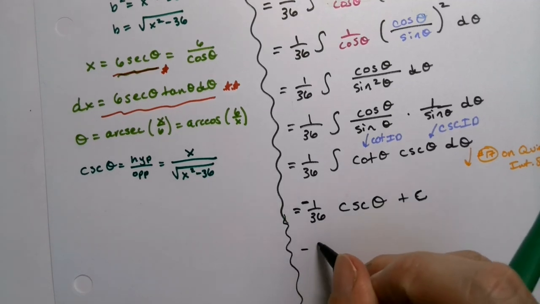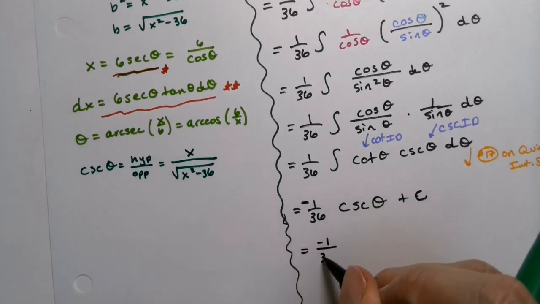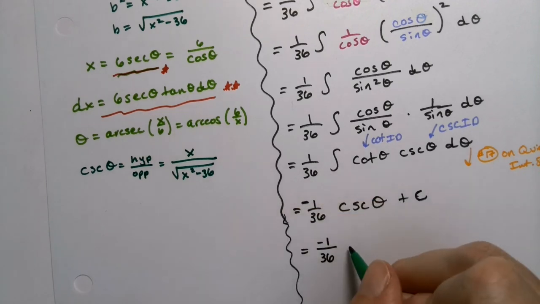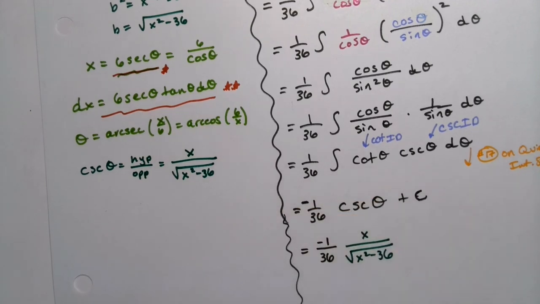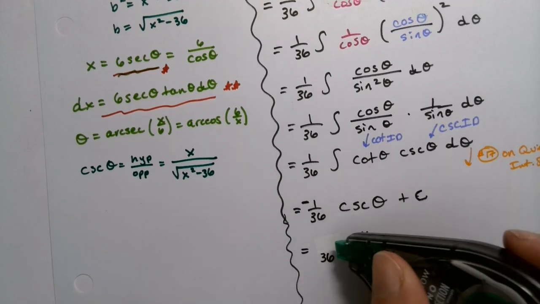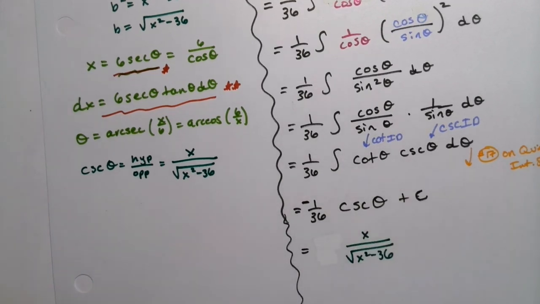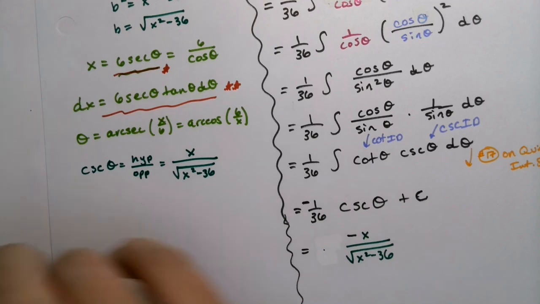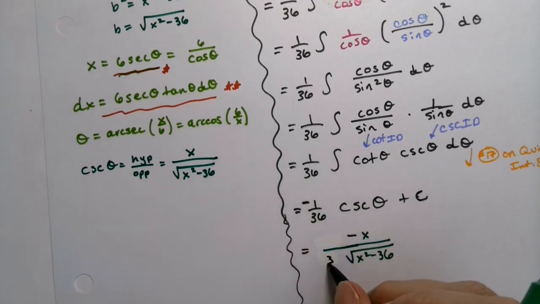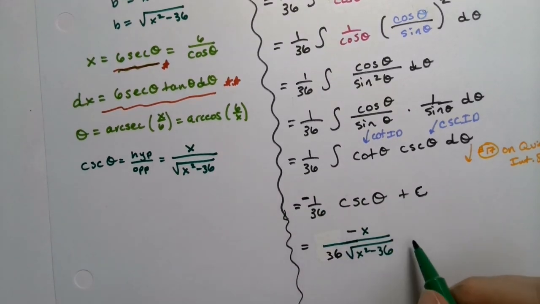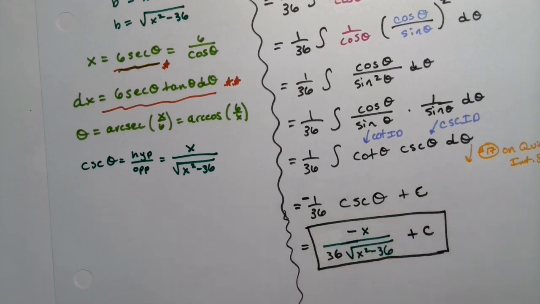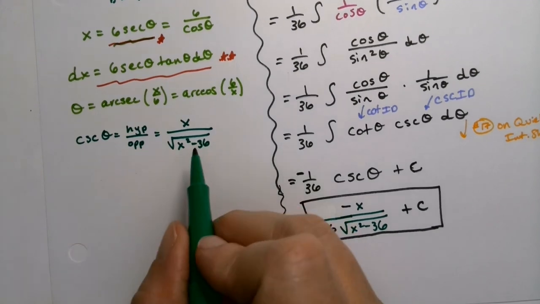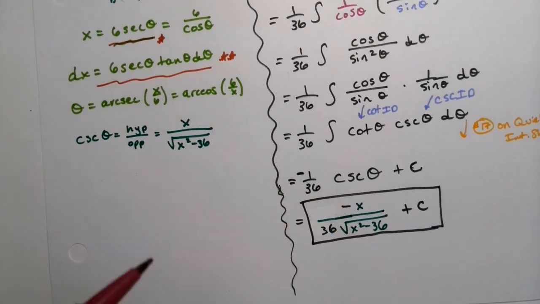So that would be negative 1 over 36. And then this would be x over the square root of x squared minus 36. I guess I could merge those together here. We're going to make one fraction out of all of this. I'll make it negative, and then I'll just extend this and put a 36 in front. There you go. Now it's one fraction. And then plus c. There you have it. Now it's technically not rationalized. If you want to rationalize it for whatever reason, you know, just because you feel like it.